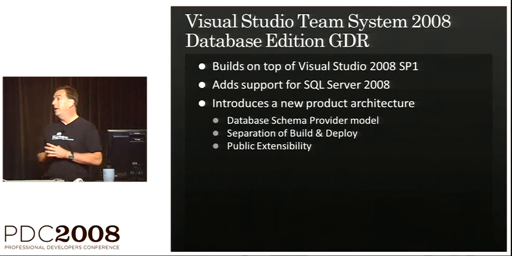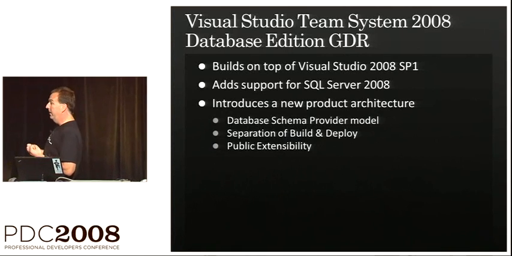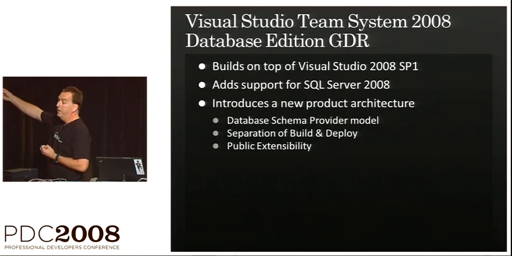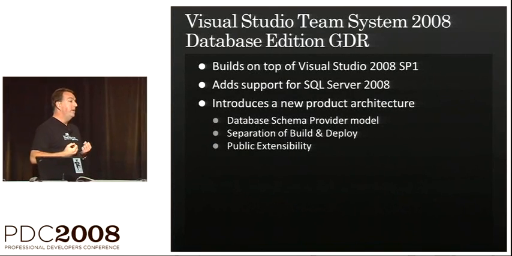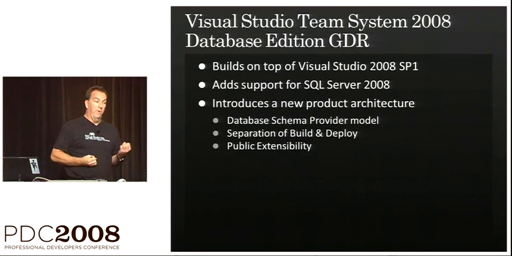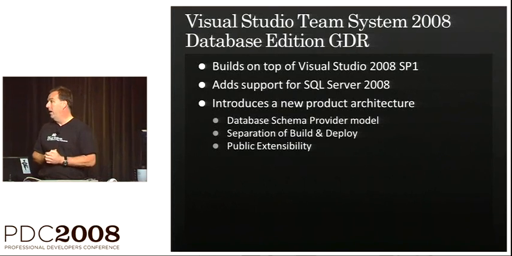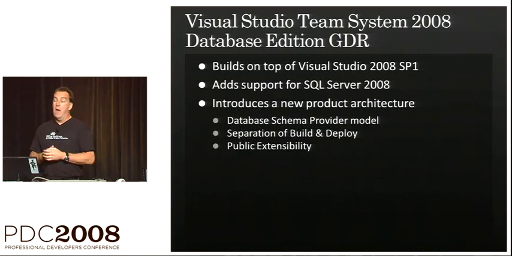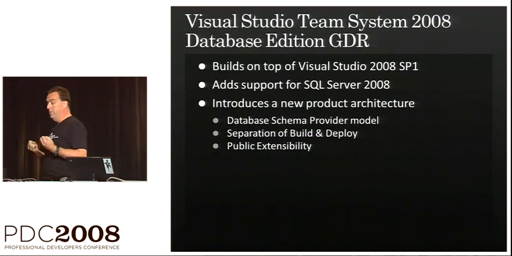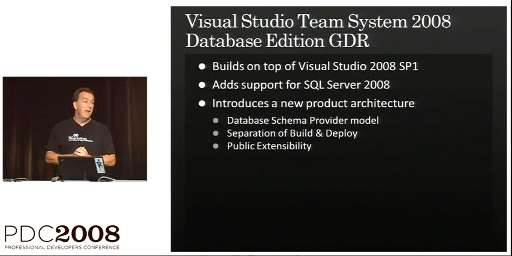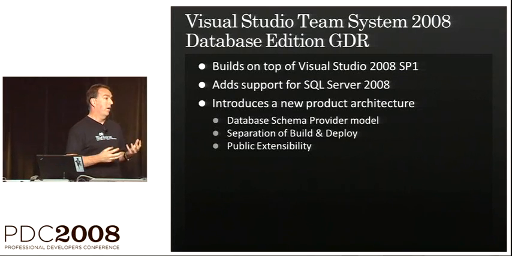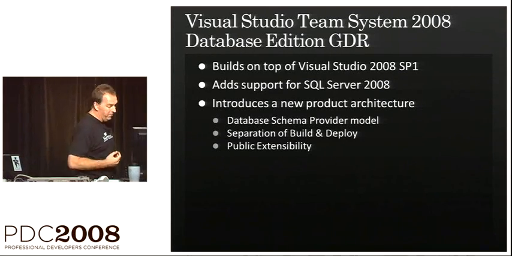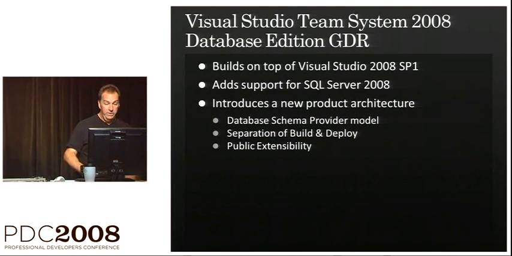And we're introducing a lot of the Rosario functionality that was slated to go out way later than this, actually in this release. And the three major changes are that we're building this on the schema provider model, which I'll talk about in a moment. We're separating out build and deployment, which we'll talk about as well. And we're adding a lot of public extensibility so you can take the product and make an even richer environment out of this.